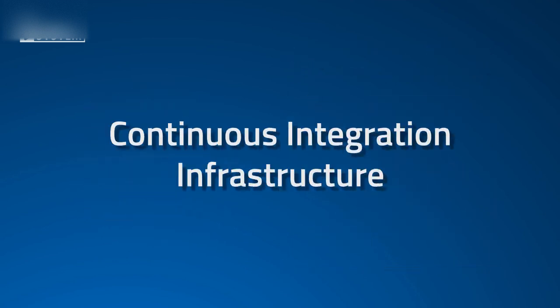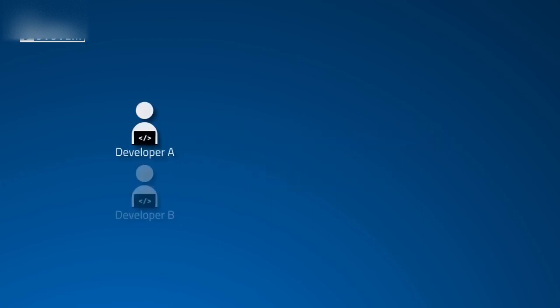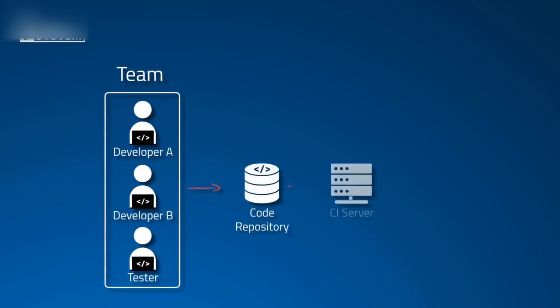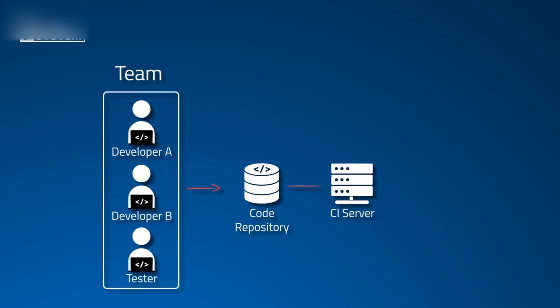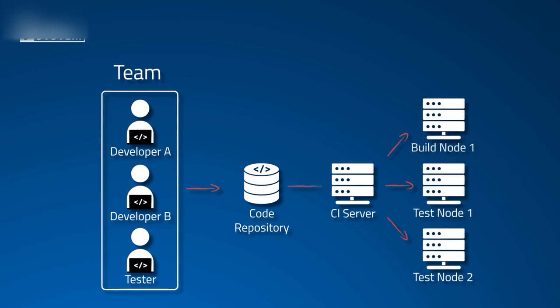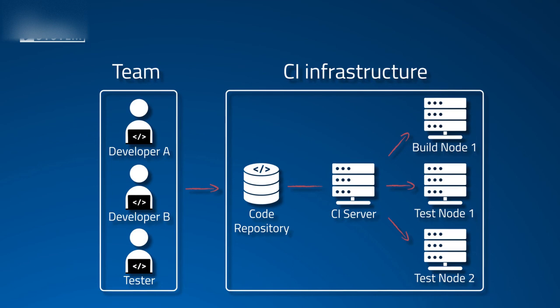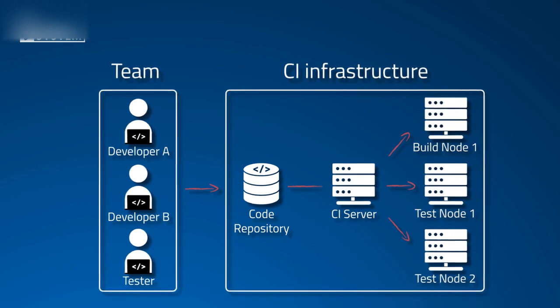Continuous integration infrastructure. In a team consisting of several developers and testers, changes are sent to a code repository. A CI server, like Jenkins or GitHub, can run locally or in a cloud. It controls a number of CI nodes with different roles. It detects a contribution to the code repository and tasks a build node to build the application. If this succeeds, it then engages test nodes, which will generate the test reports.